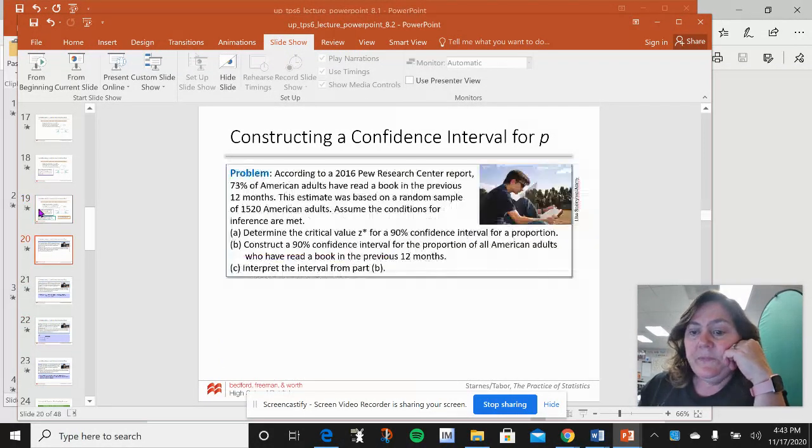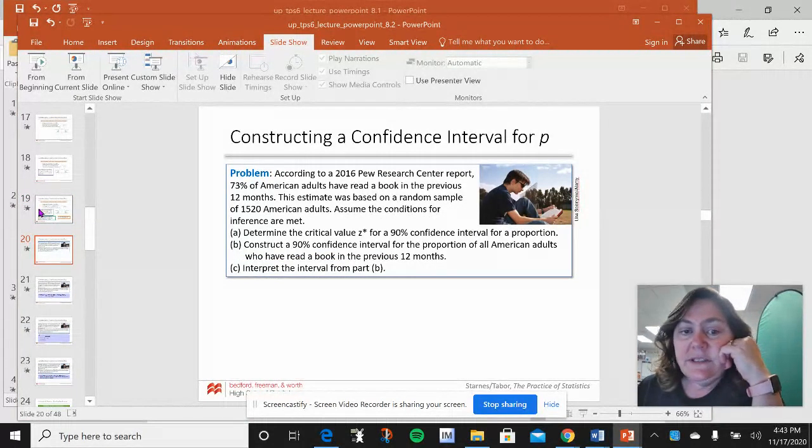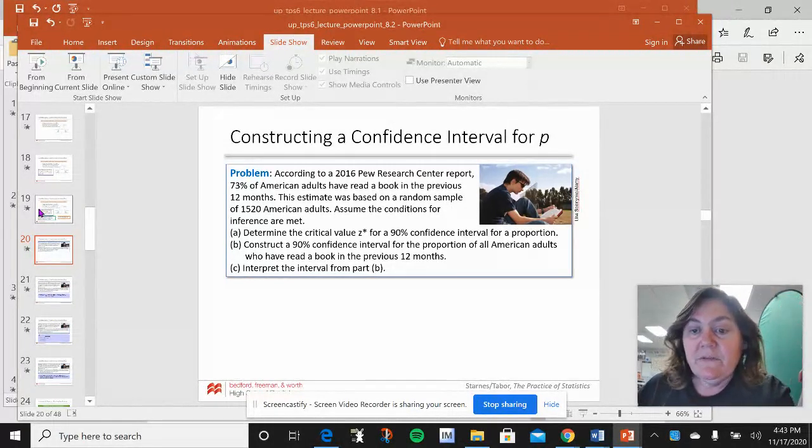All right, so let's take another look at a problem. Here you have 73% of American adults have read a book in the previous 12 months. This was based on a random sample of 20 American adults. Assume the conditions are met. So now we're not going to have to check the conditions whenever they say that. But we need to determine the critical value for a 90% CI, and then construct a 90% CI, confidence interval, for the proportion of all American adults who have read a book. And then interpret that interval.